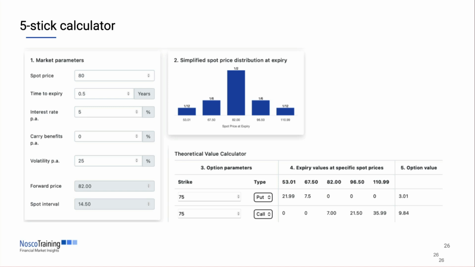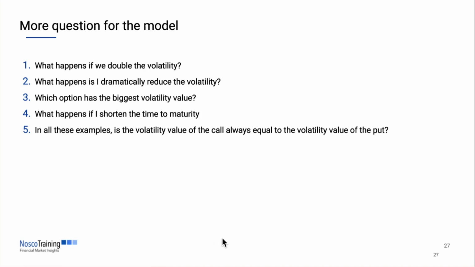And so we created a calculator for you. So you now have two calculators: a Black-Scholes calculator and a 5-stick calculator. I will briefly show you those calculators and how to get them. Once we have these calculators, we can answer many more questions.